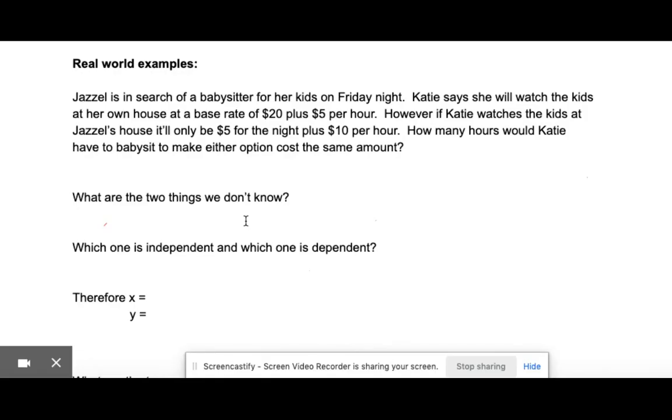So let's say there's an example that says Giselle is in search of a babysitter for her kids on Friday night. Katie says she'll watch the kids at her own house for a base rate of $20 because she's bringing them over to her house. So she's like, they're going to eat my food, use my electricity. Just because it's at my house, I'm going to charge you $20.